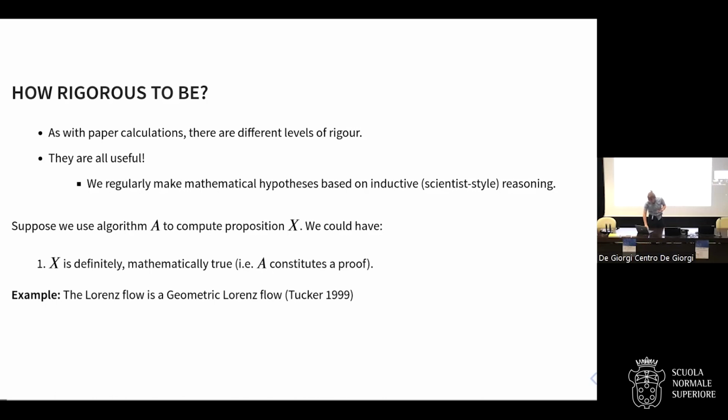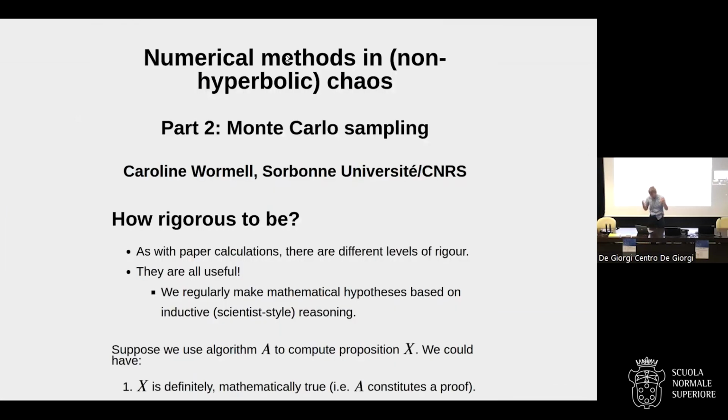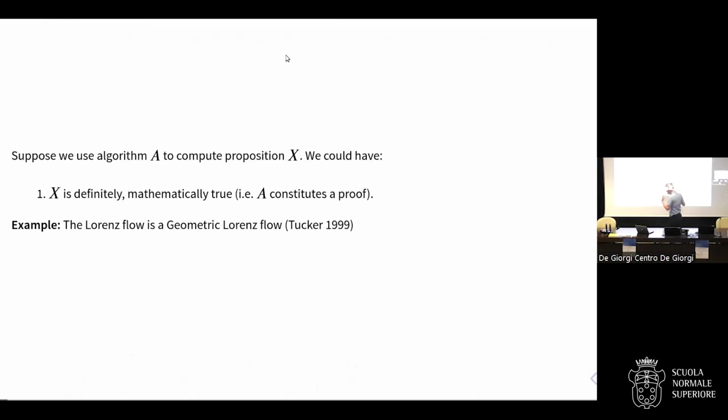This happens all the time. So we make all sorts of hypotheses that are not necessarily rigorous, but are something that we obtain through experience, and which we might use in other places.